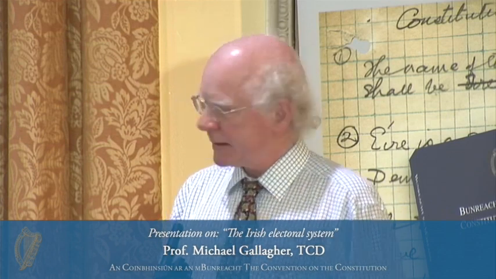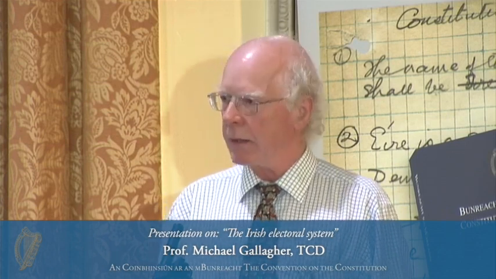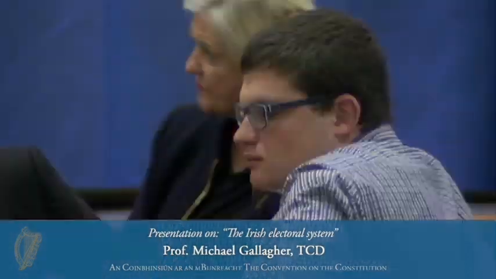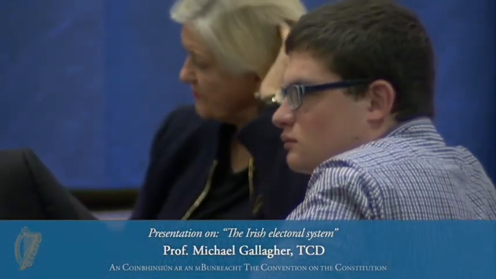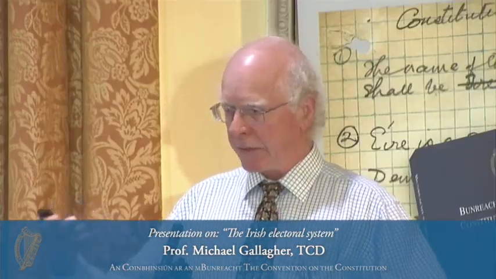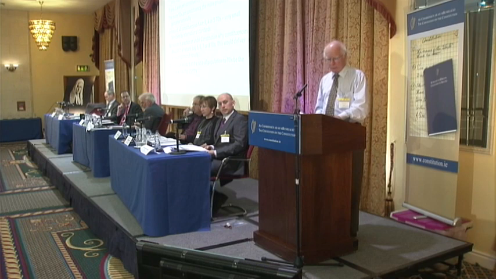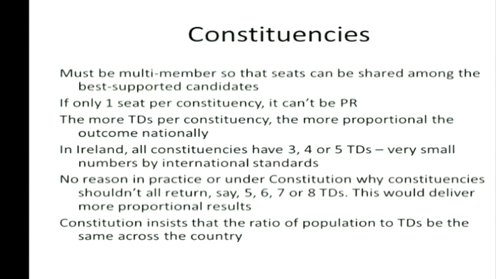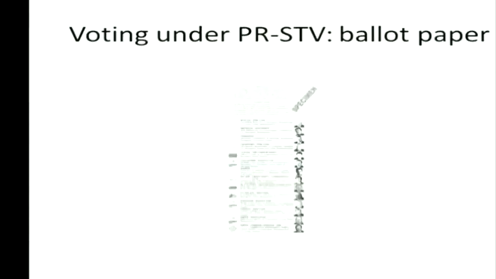The Constitution sets 3 seats as the minimum, and another thing it says is that the ratio of population to TDs should be the same right across the country, so that avoids any government, not that any government would really think of doing such a thing, giving more seats to areas of the country where it's stronger, as sadly did happen back in the 1960s.